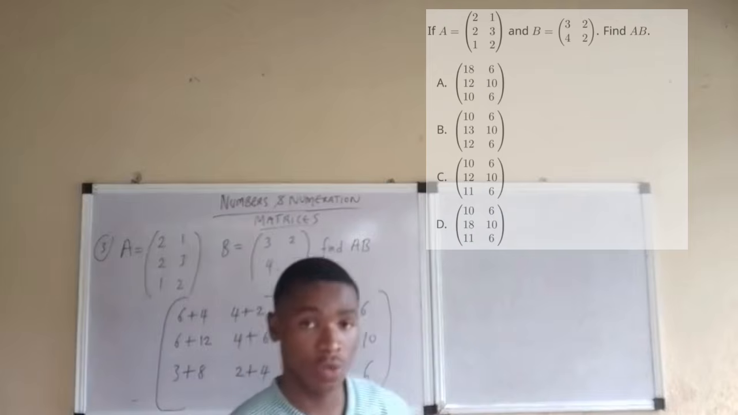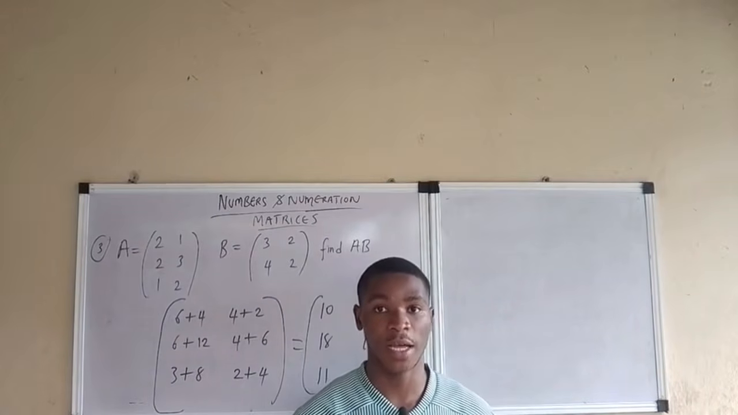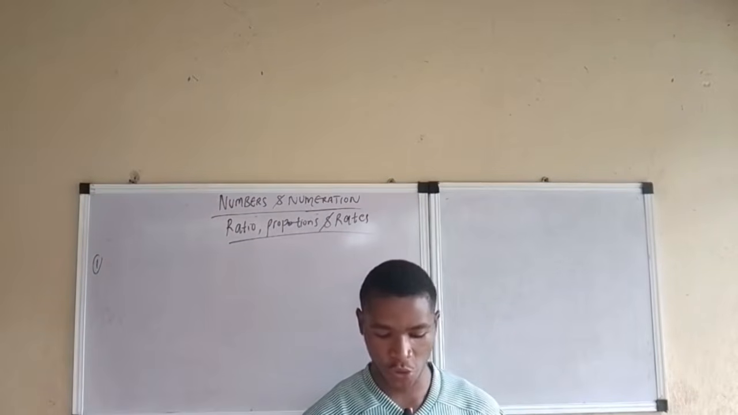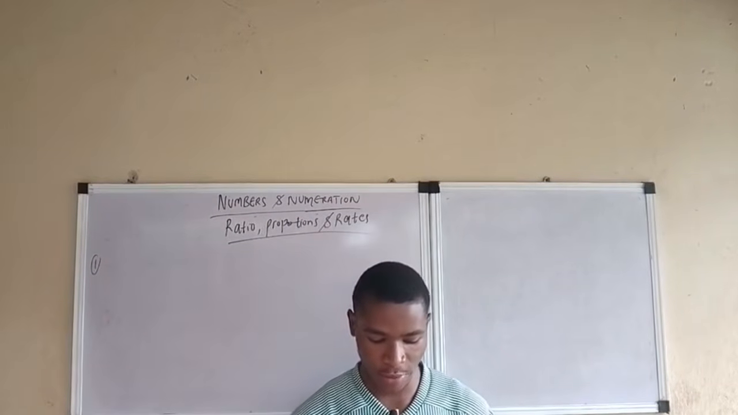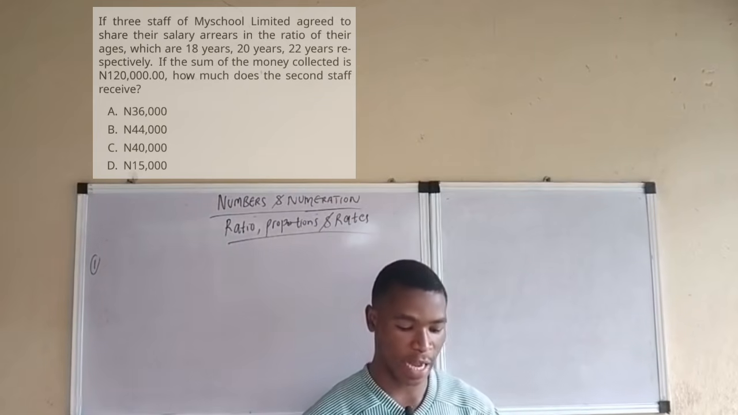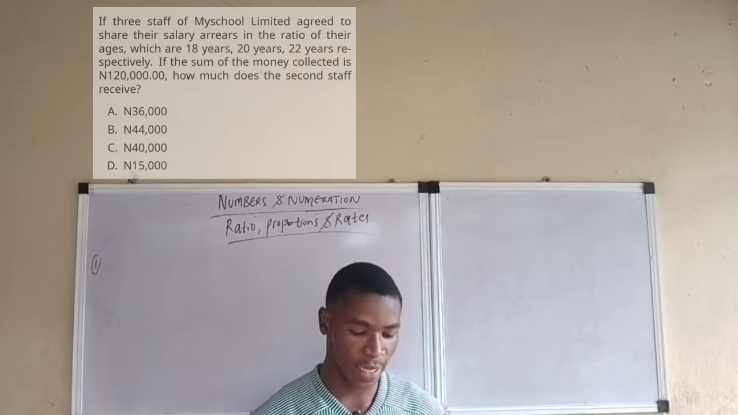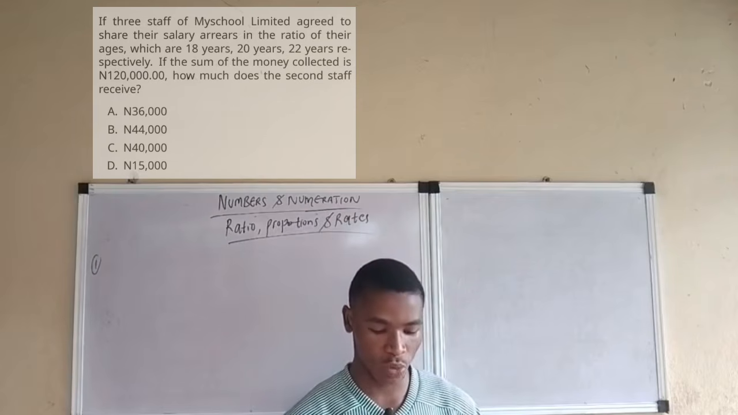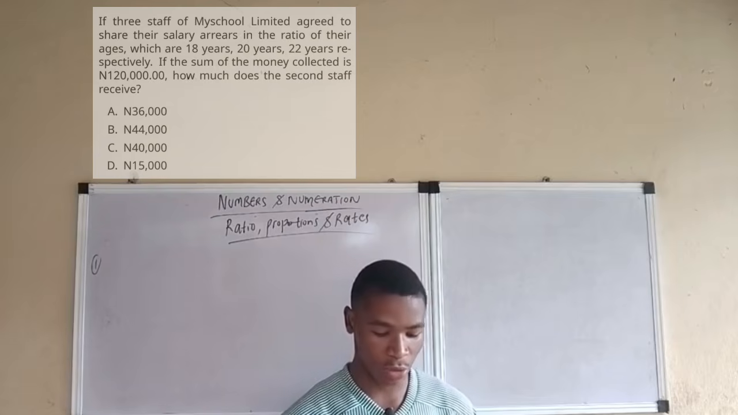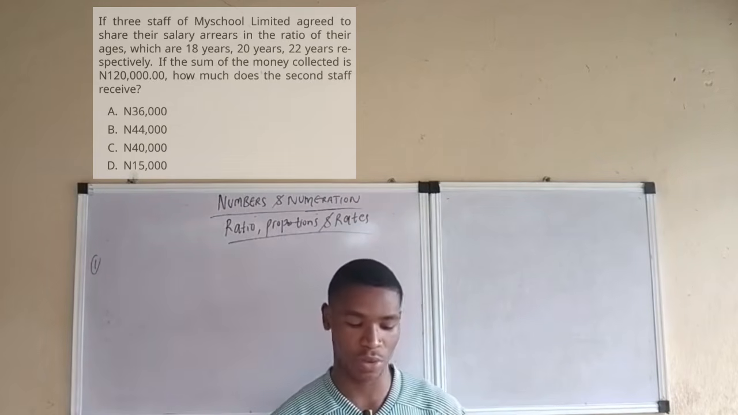Now we're going to move on to the next aspect. We're going to be solving questions on ratio, proportion, and rates. All right, guys. Now let's look at this first question together under ratio, proportion, and rates. The question says, if 3 staff of my school limited agreed to share their salaries arrears in the ratio of their ages, which are 18 years, 20 years, and 22 years, respectively, if the sum of money collected is 120,000, how much does the second staff receive? Let's read the question again.